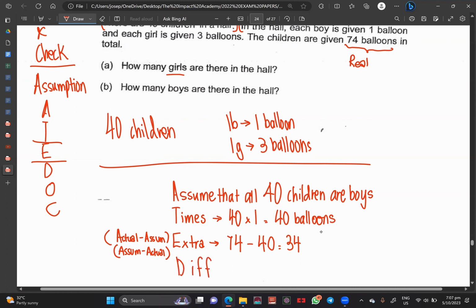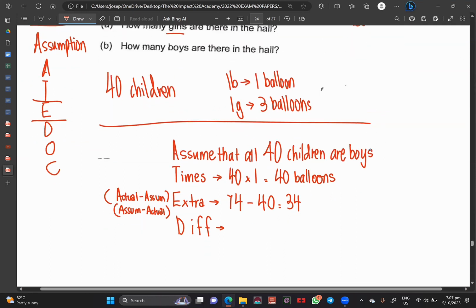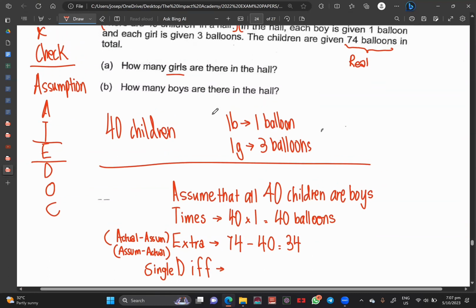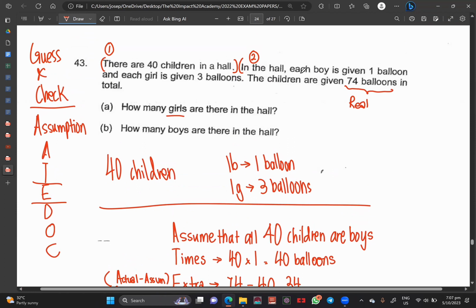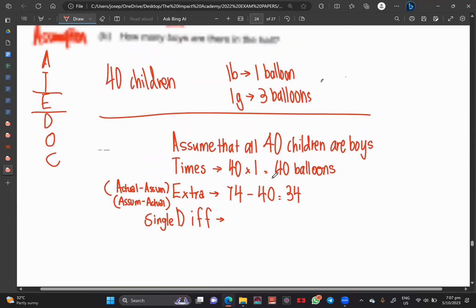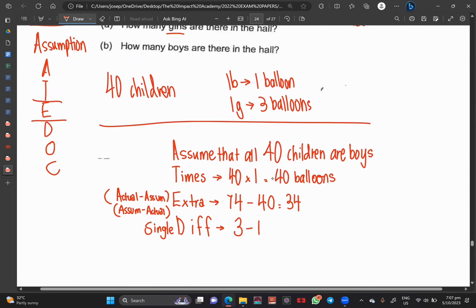D stands for difference. Okay? What is the difference? What kind of difference is this? This is what we call single difference. All of you say single difference? Single difference. Single difference is basically the difference between one boy and one girl. Understand so far? One boy and one girl. So 3 minus 1, that gives me 2. Is this something that you can understand? Yes. Easy?